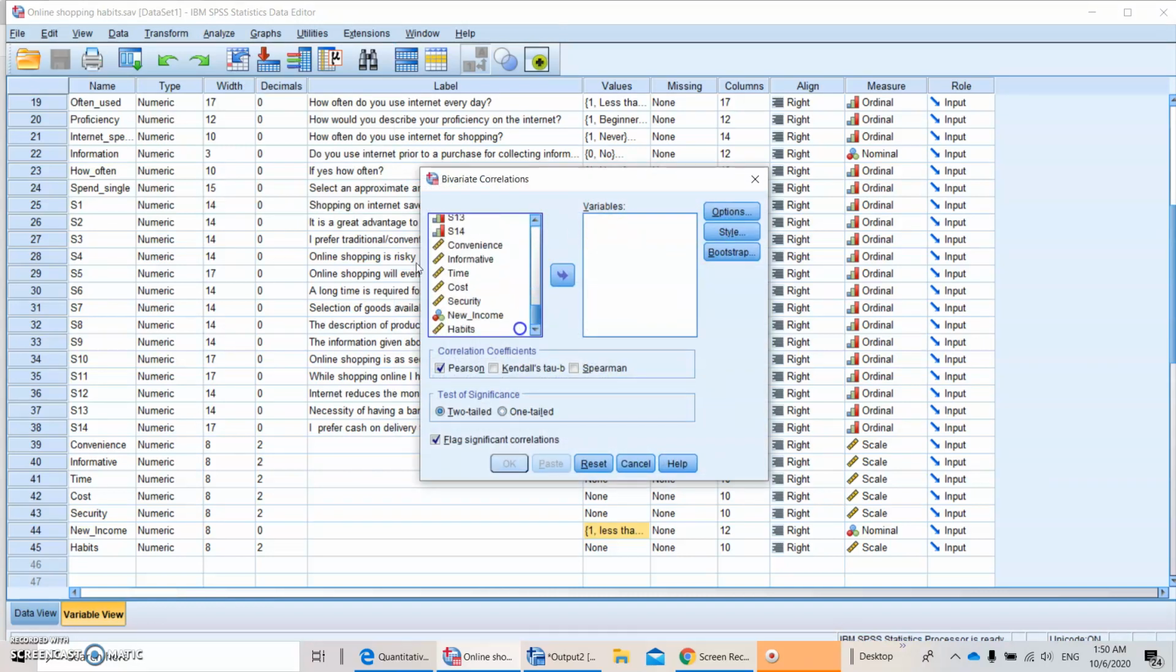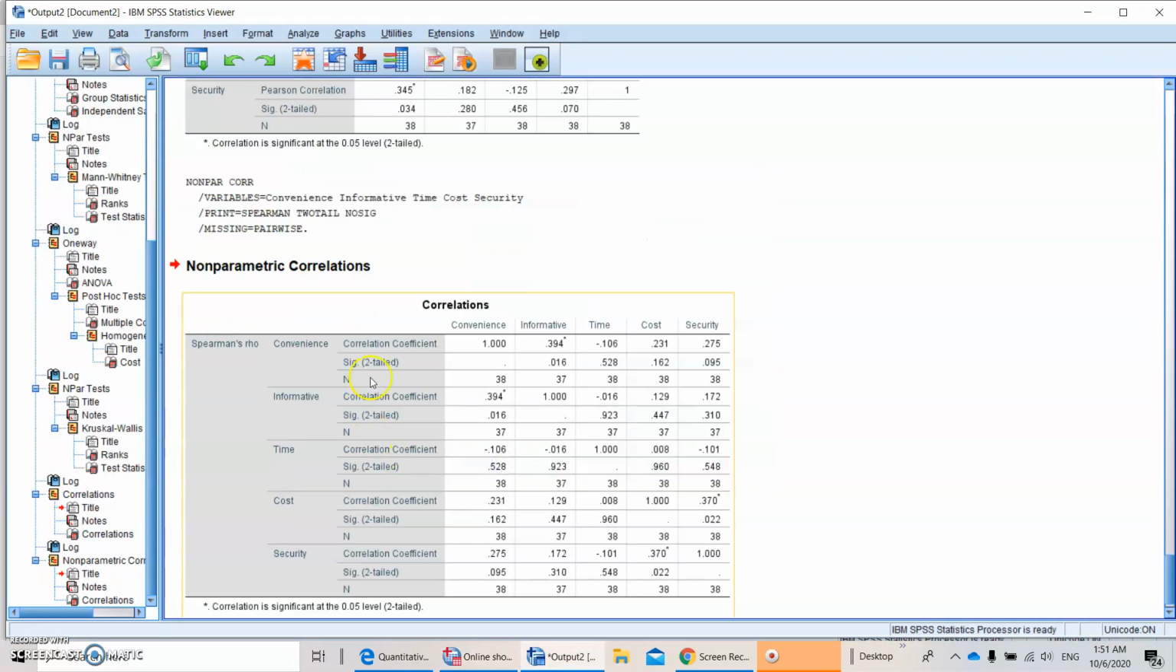The variables are convenience, informative, time, cost, and security. For the correlation coefficient, use Pearson if the data is normally distributed. If the data is not normally distributed, we use Spearman. So tick Spearman and then click OK.